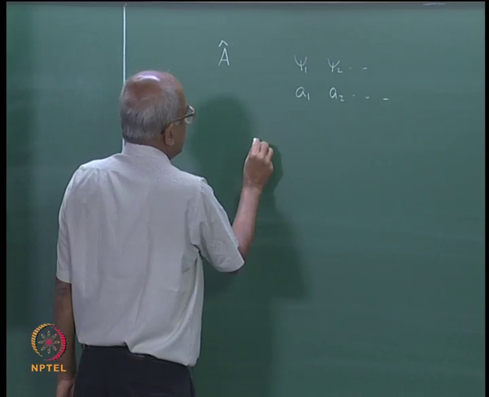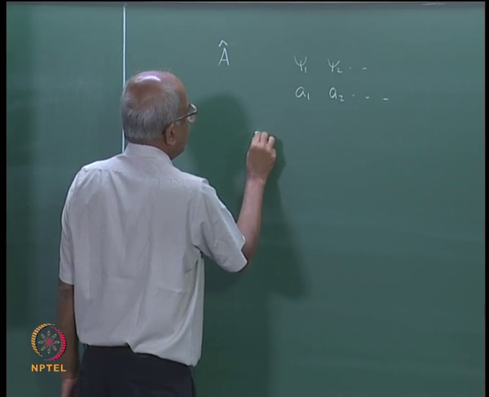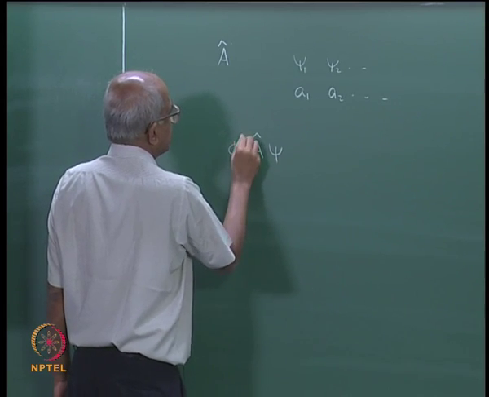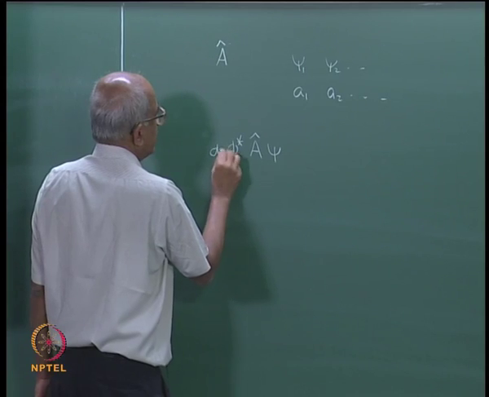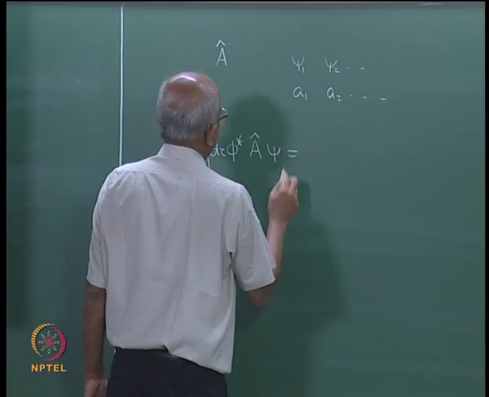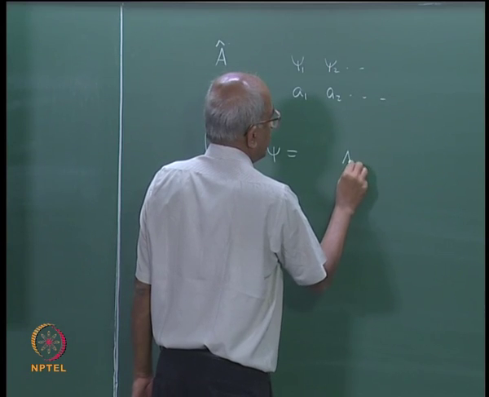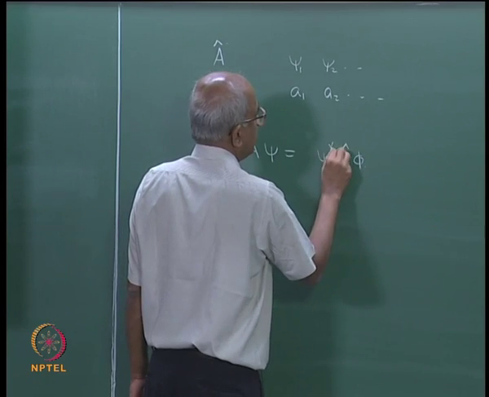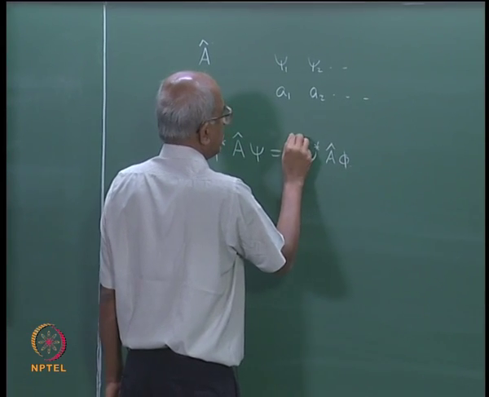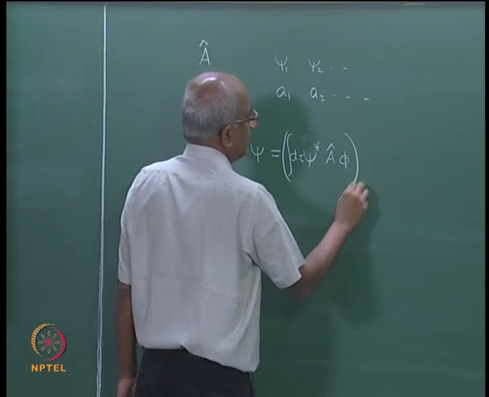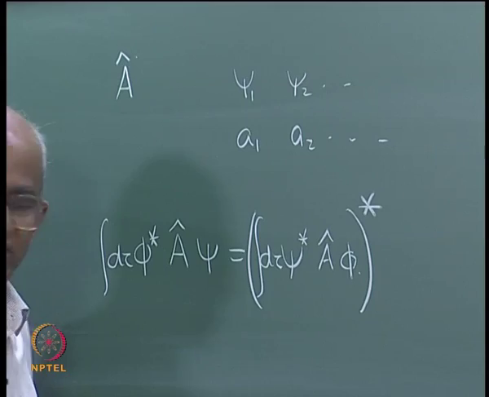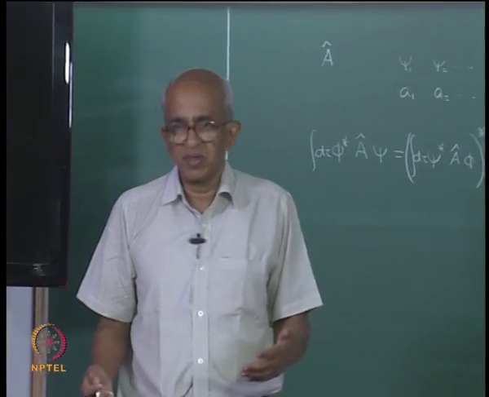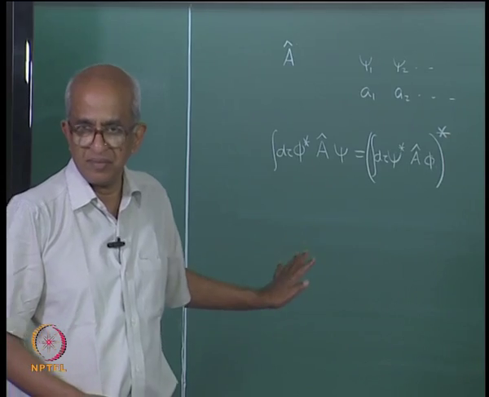Because A is Hermitian, I know that the integral of A operating upon any acceptable function psi, multiplied by phi star, over the whole space must be equal to the complex conjugate of the integral of A operating upon phi, multiplied by psi star, with volume element d tau, over the entire space. So, these two numbers must be complex conjugates of each other for any two acceptable state functions psi and phi.